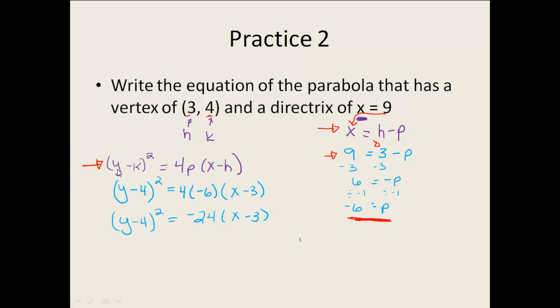Then I could go back to my equation over here and plug in the things I knew. Now my k is 4, but remember we have to do the opposite, so it's y minus 4. That quantity squared equals 4 times p, so I had 4 and I put in my negative 6. And then the h was 3, but I need the opposite, so it's x minus 3. Simplify that out, and I've got my equation for my parabola.